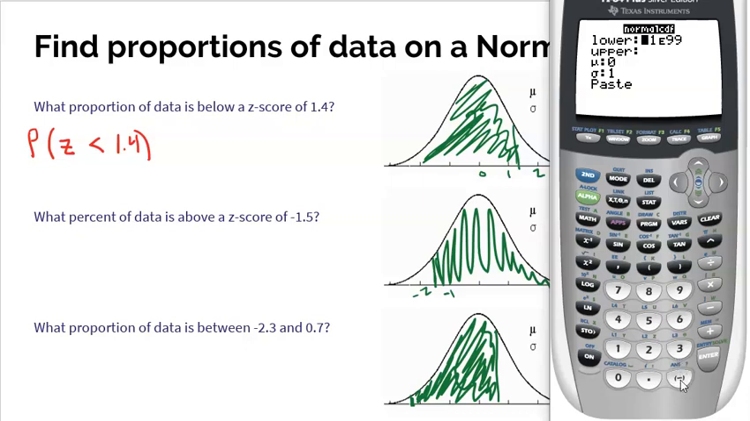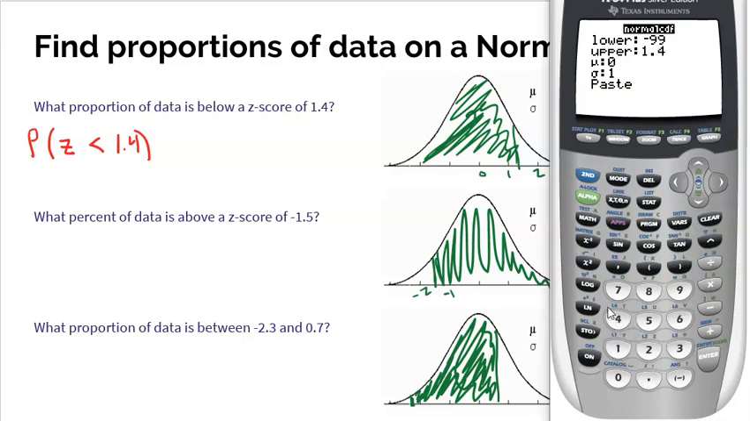We don't really have a button for that, so we're going to do negative 99. Negative 99 is just representing a z-score way at the extreme bottom of the tail. Even though we stop at negative 3, technically it does go lower. It's just very unlikely. So we use negative 99 to represent this most extreme low z-score. And the upper value that we want to stop at is 1.4.